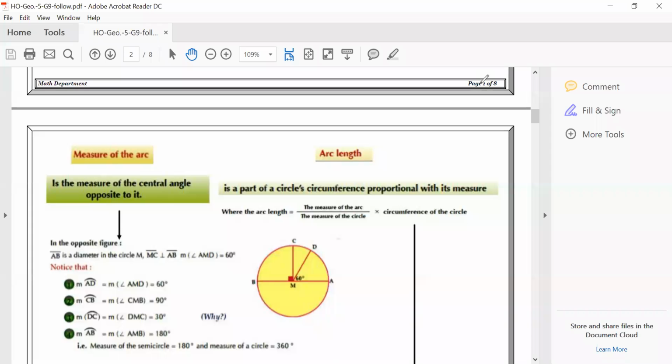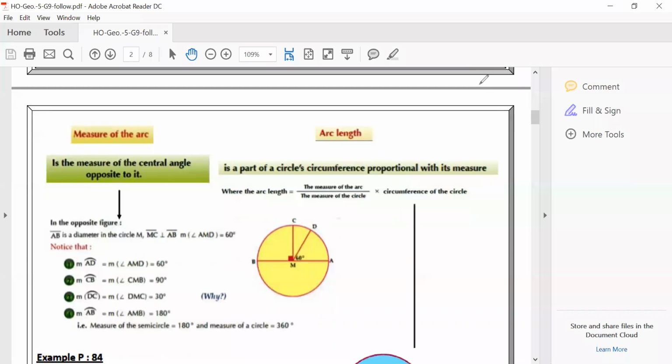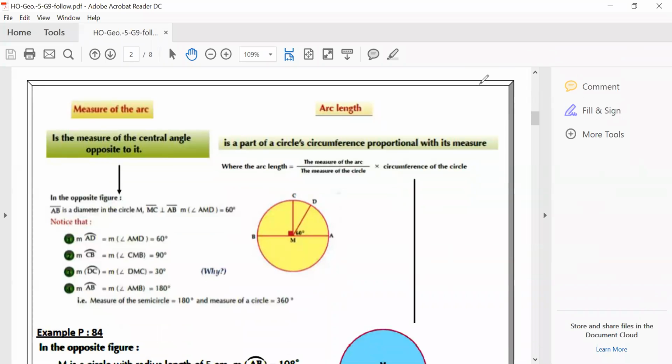Okay, another thing I must know in this lesson is the measure of the arc and the arc length. What is the difference between them? I know now that the arc is a part of the circle. If I draw a circle here, this is an arc. If I draw any central angle, it makes an arc with its two radii. So the circle is divided into some arcs.